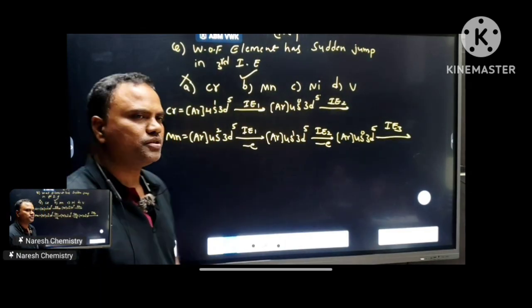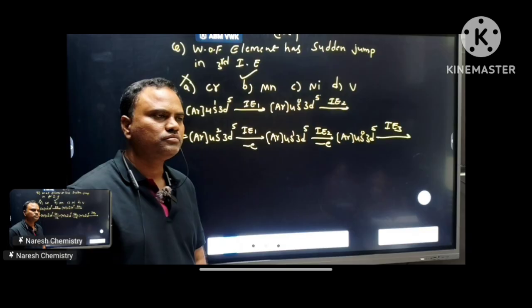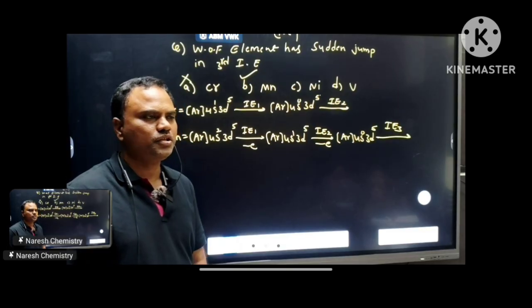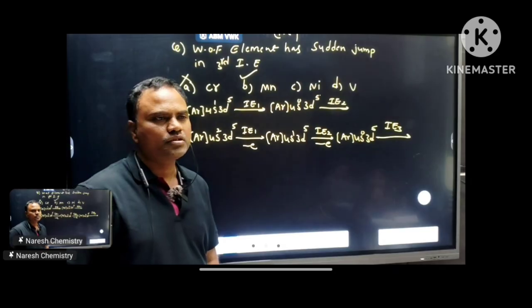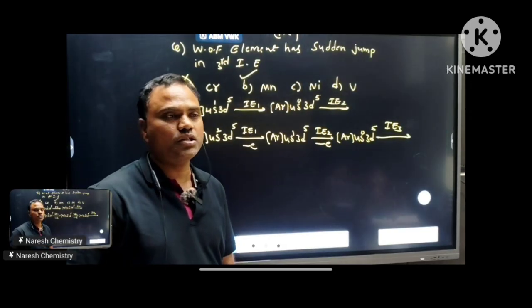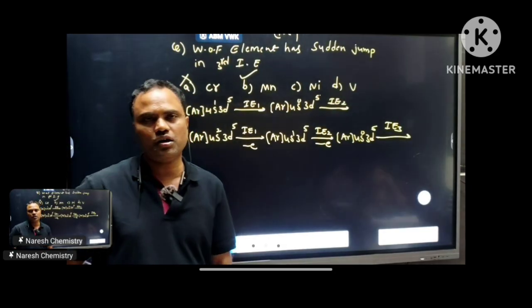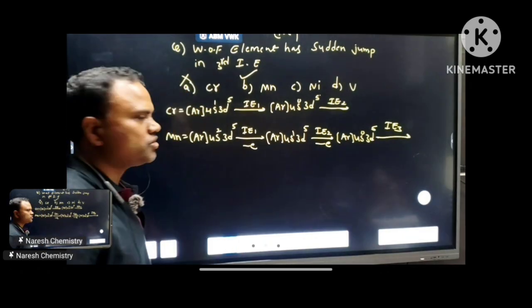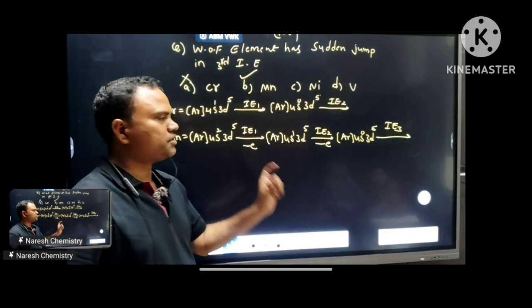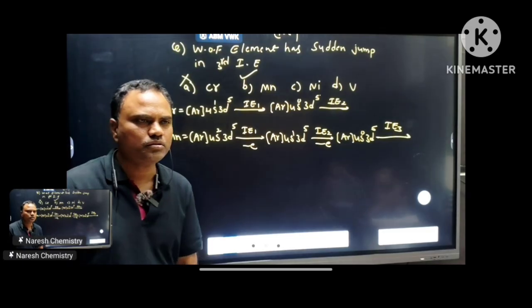Vanadium configuration is argon 4s2 3d3. After removing 5 electrons, it will get a stable configuration. The sixth, sudden jump takes place. It will get the argon configuration, no? After removing 5 electrons, sudden jump. We'll take the inert gas element as the criteria. Okay.